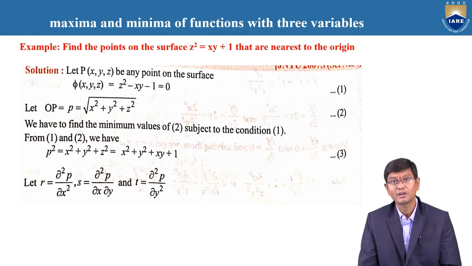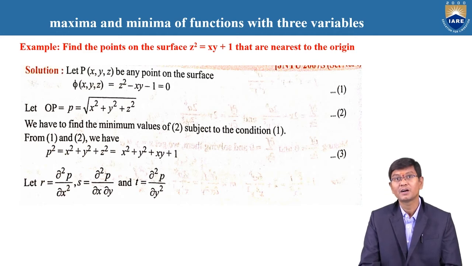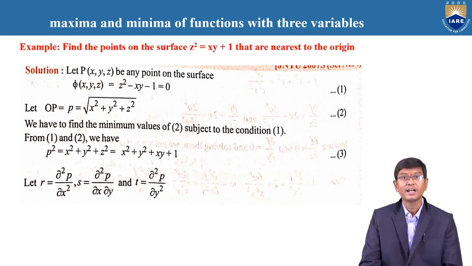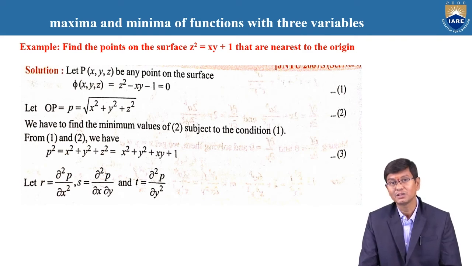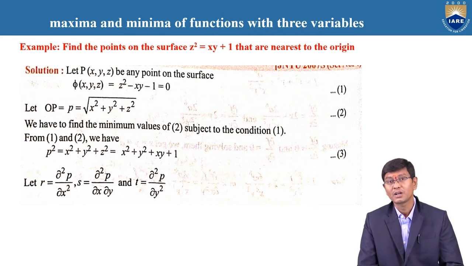If we consider the point x comma y comma z, then the nearest point is nothing but the origin, that is 0 comma 0 comma 0. Therefore, with the help of 0 0 0 and the other point x comma y comma z, we consider the distance, that is the square root of (x minus 0) whole square plus (y minus 0) whole square plus (z minus 0) whole square. Therefore, that is a root of x square plus y square plus z square.